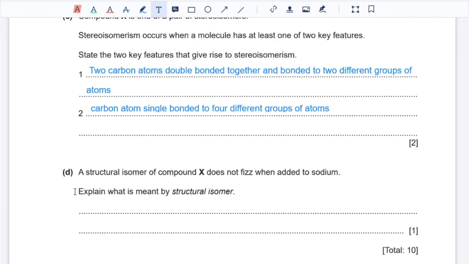The structural isomer of compound X does not fizz when added to sodium. Explain what is meant by structural isomer. So these are isomers that have the same molecular formulae but different structural formulae.